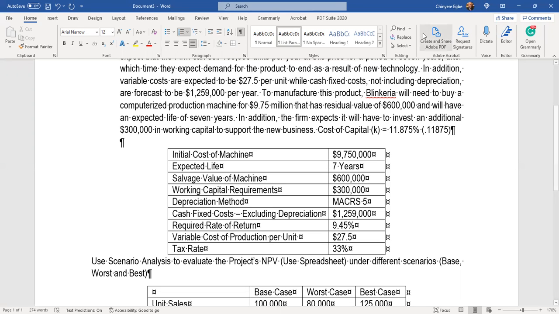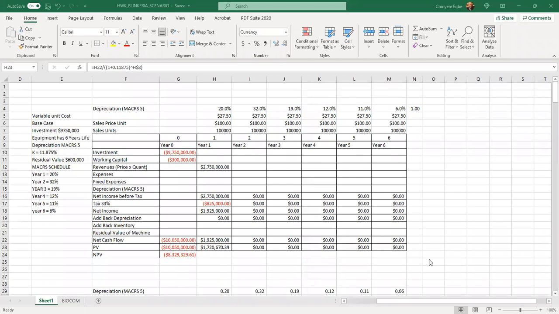All right. So let me pull up the spreadsheet. Okay, I'm going to stop share on that. Then I'm going to bring up a spreadsheet. This is the right one. Okay, so this is the spreadsheet. You can see it's blank. Okay, the equipment is MACRS 5. Okay, this is a 6-year project.